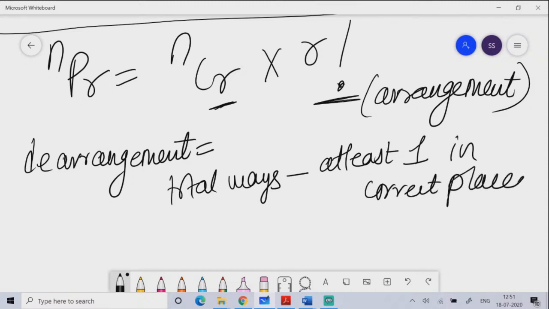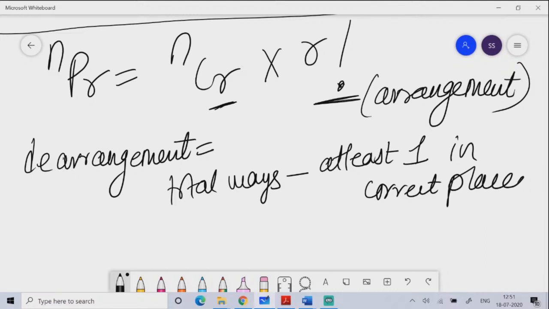Like what is derangement? Suppose I have five letters, and letter, not alphabets, means letters, what you write. When you were kids, you used to write letters to the other person in your class, expressing your feelings. So that letter, what I'm talking about. So, the earlier form of email.